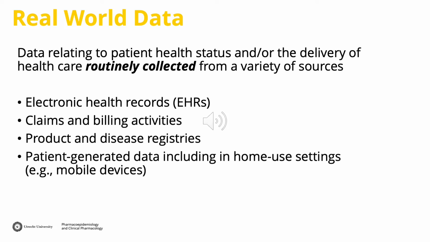So for example, this can include things like electronic health records, medical claims and billing data, product and disease registries, as well as patient-generated data, including in-home use of medications or other types of data collected from mobile devices. So that's what I mean by real-world data. It's data that's pre-existing, that's been collected for other purposes, but we're going to use it in order to conduct studies of drug safety and effectiveness.